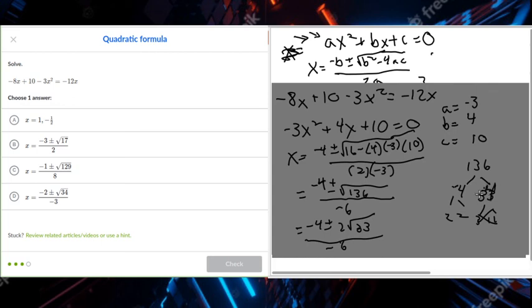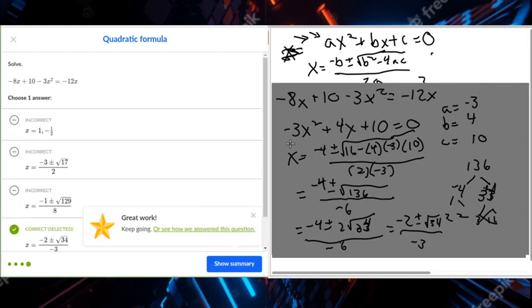So this is 34. And we can factor out 2 over 2 from there: 2 plus or minus square root of 34 all over negative 3. And I see that answer up over here. Okay, I think that's it. So that's how you use the quadratic formula in the basic sense. We're going to do one set on this next.